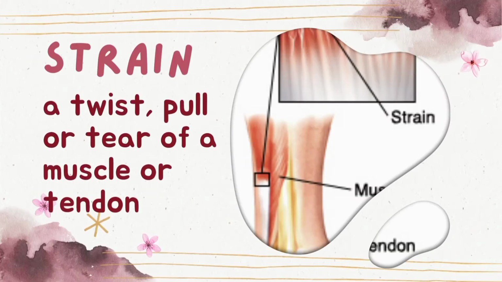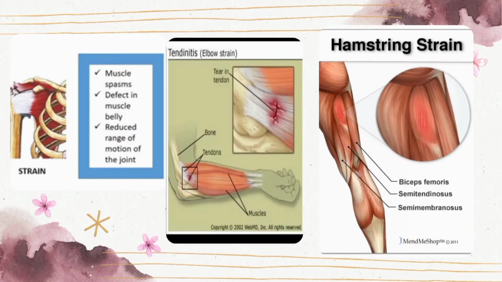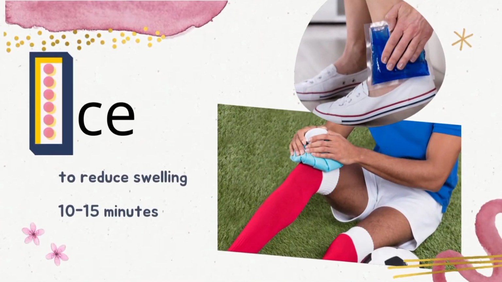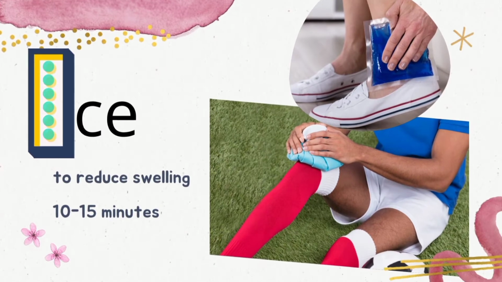Next is strain. A strain is a twist, pull, or tear of a muscle or tendon, a cord of tissue connecting muscles to the bones. A muscle strain or pulled muscle occurs when your muscle is overstretched or torn. This usually occurs because of fatigue, overuse, and improper use of muscles.